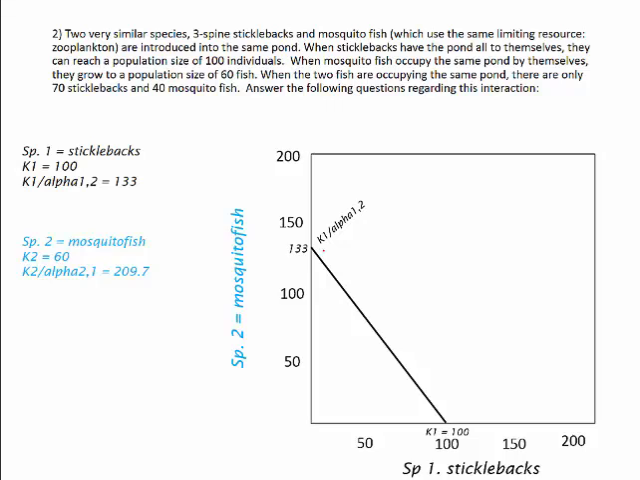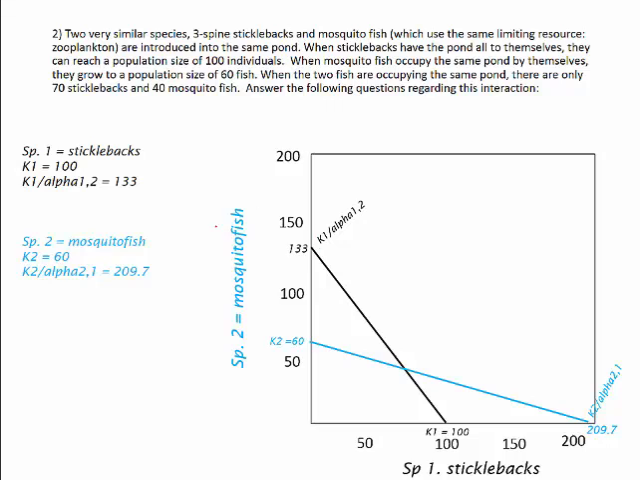Yay! So we're halfway there to having both Zinjis plotted. We're going to do the same thing for species 2. Here's the carrying capacity for species 2, it's 60, and then K2 divided by alpha 2-1 is 209. I left just enough space on the margins of the x-axis to fit that in there. And then now we just connect the dots there, and here is our Zinji for species number 2, the mosquito fish.